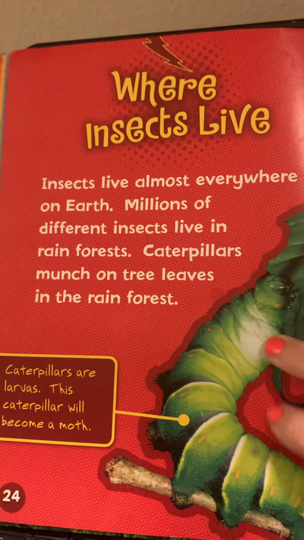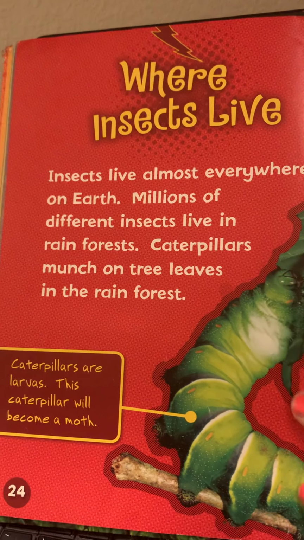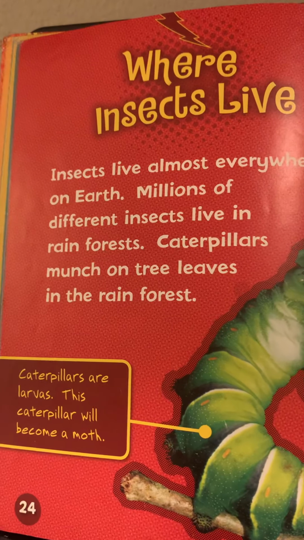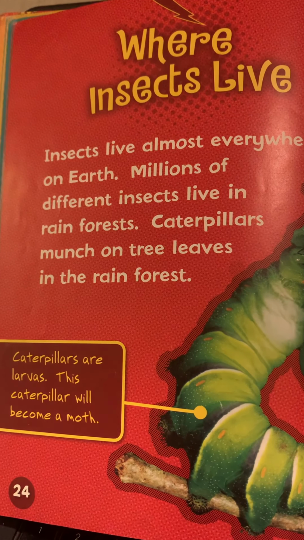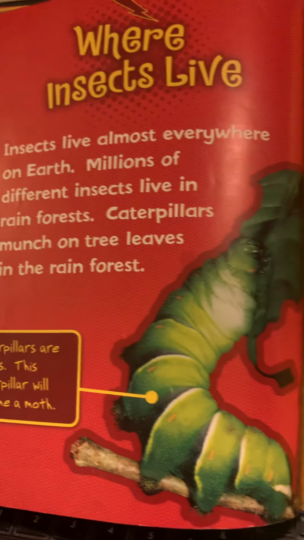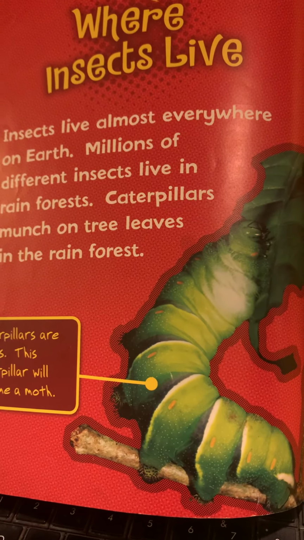Insects live almost everywhere on Earth. Millions of different insects live in the forest. Caterpillars munch on tree leaves in the rainforest. This caterpillar is going to become a moth someday.